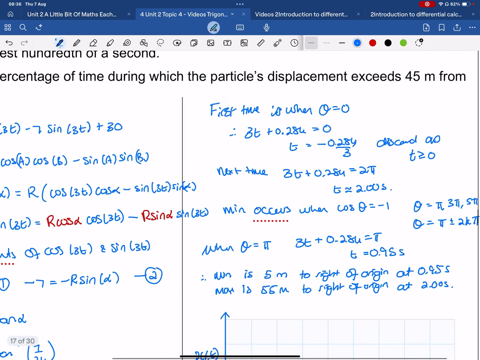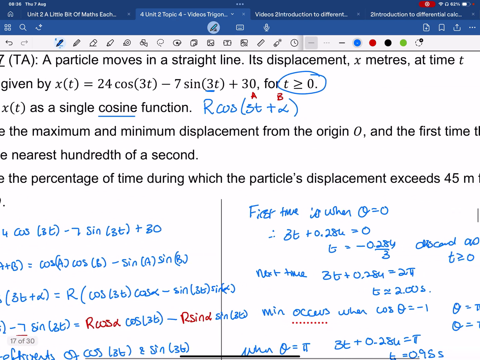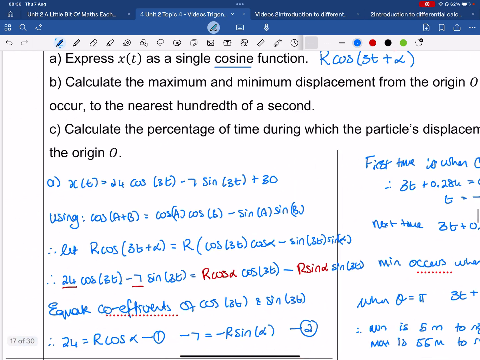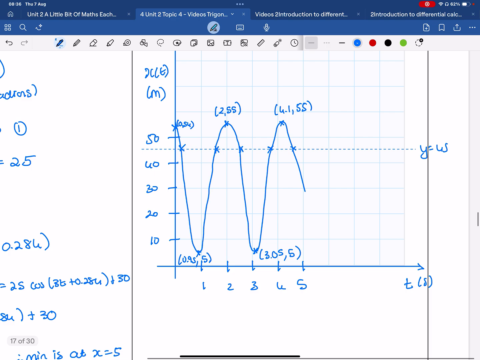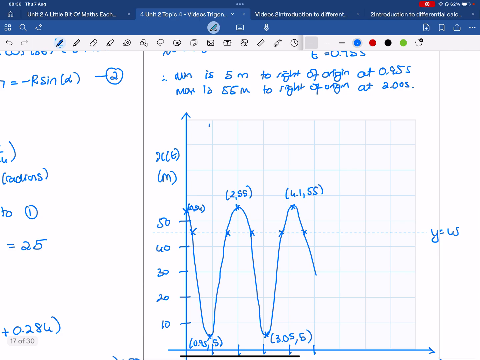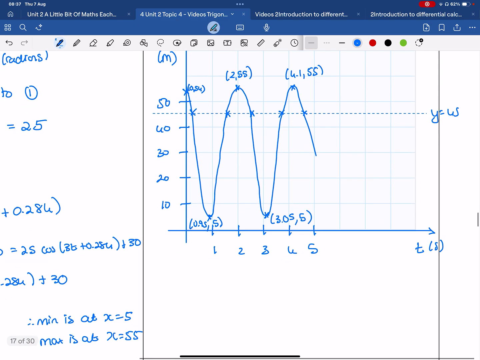Okay, question 3, or C, says calculate the percentage of time during which the particle's displacement exceeds 45 meters from the origin O. Now, I've drawn this already to try and save a bit of time. This is a very long video. And basically what we're going to do is we're going to use our GDC, and we're going to sketch the function. You can see I've sketched in the line y equals 45.